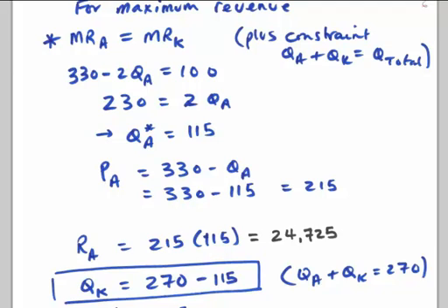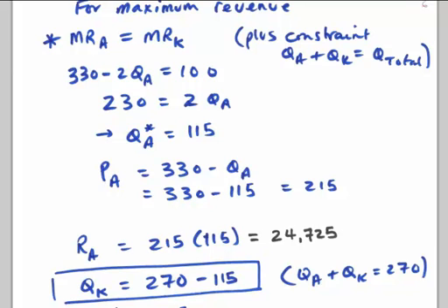For the maximum revenue, we equate the marginal revenues, and since the marginal revenue for kids is $100, the marginal revenue for adults will be 330 minus 2Q, and that tells us that QA, the quantity of adults, is optimized at 115. We plug Q equals 115 into the inverse demand equation for adults, and we get a price of $215, and the revenue would be $215 times 115 adult passengers, which is $24,725.